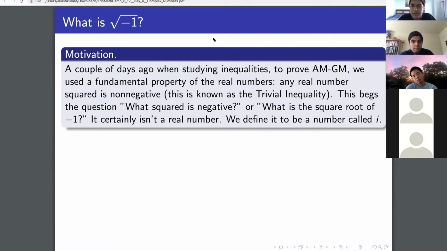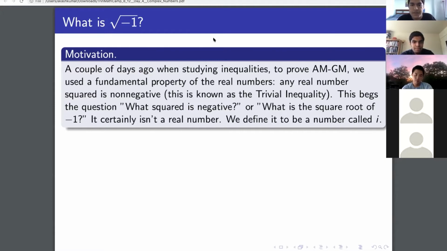So if you take -1 squared, you get 1, positive. 5 squared, you get 25, positive. 0 squared is 0, so that's the only time it's non-positive. That's why we write non-negative. And sometimes this idea is known as the trivial inequality.